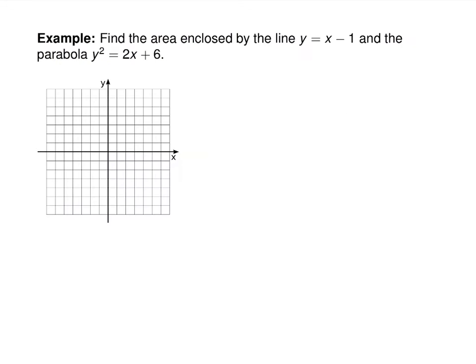So, all right. Oh man. The line y equals x minus 1 and the sideways parabola y squared equals 2x plus 6. Okay, whew. Well, I can graph the line easily, right? That starts at -1, and it rises 1, runs 1.